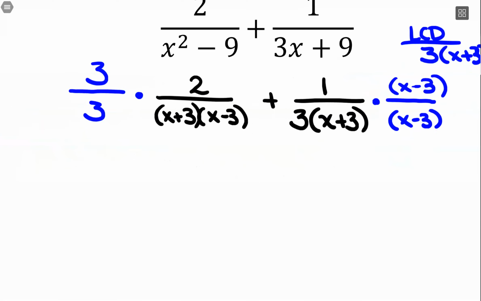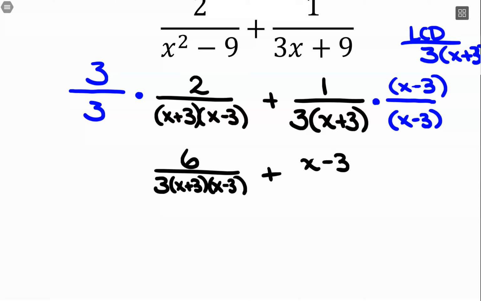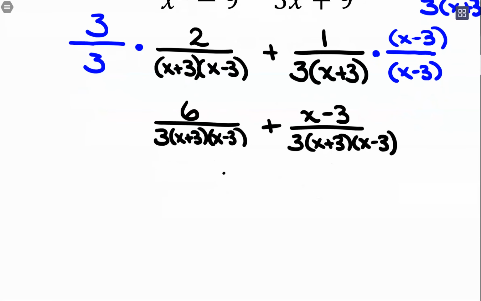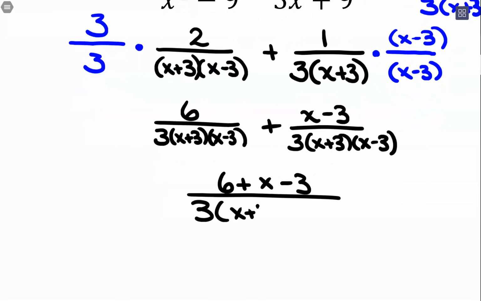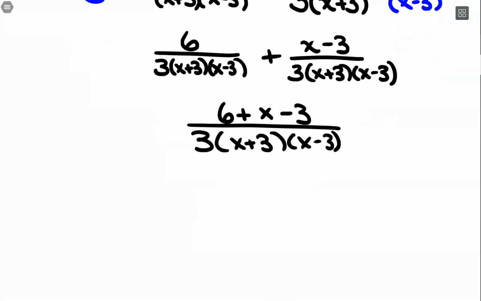So in the numerator, we have 6, and then over 3 times x plus 3 times x minus 3, plus 1 times x minus 3. So we'll have an x minus 3 there with a 3 times x plus 3 times x minus 3. So now we have our common denominator. So it would be 6 plus x minus 3 over our shared common denominator. 6 minus 3 is a positive 3.